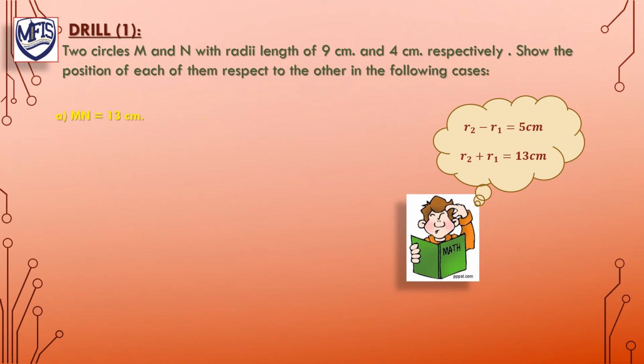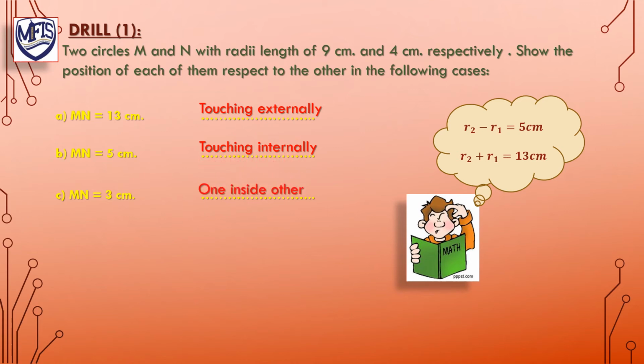Let's see. MN here equals 13, which equals the sum, then the two circles are touching externally. Number B, if MN equals 5 centimeters, then MN equals the difference, therefore the two circles are touching internally. What about C? If MN equals 3, which is less than the difference, yes, one is inside the other. Number D, if MN equals 0, the two circles are concentric.